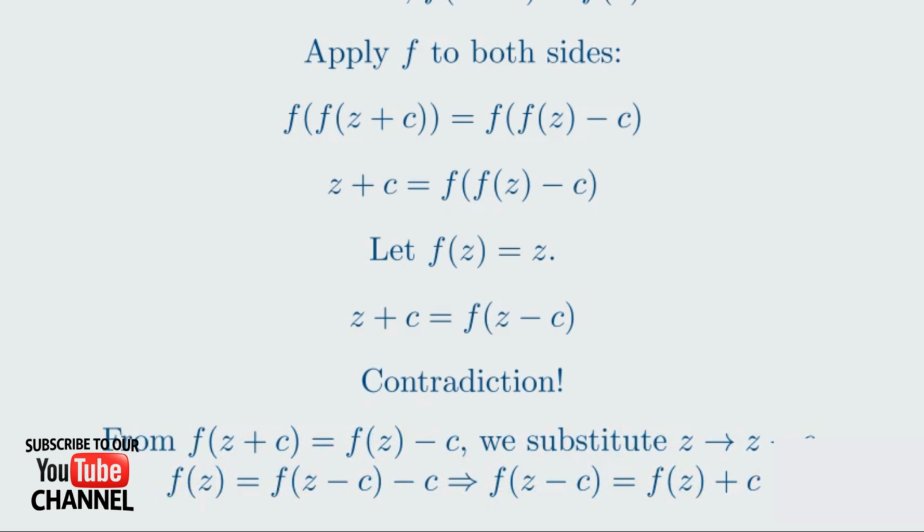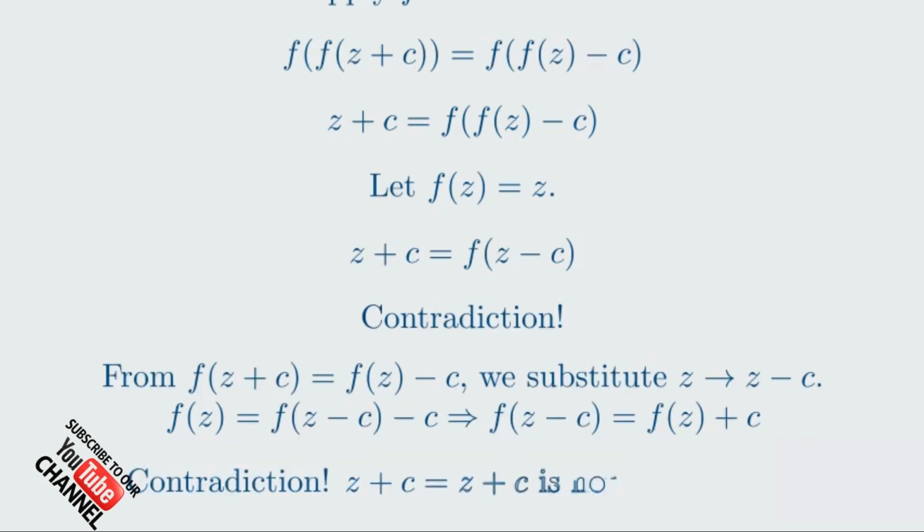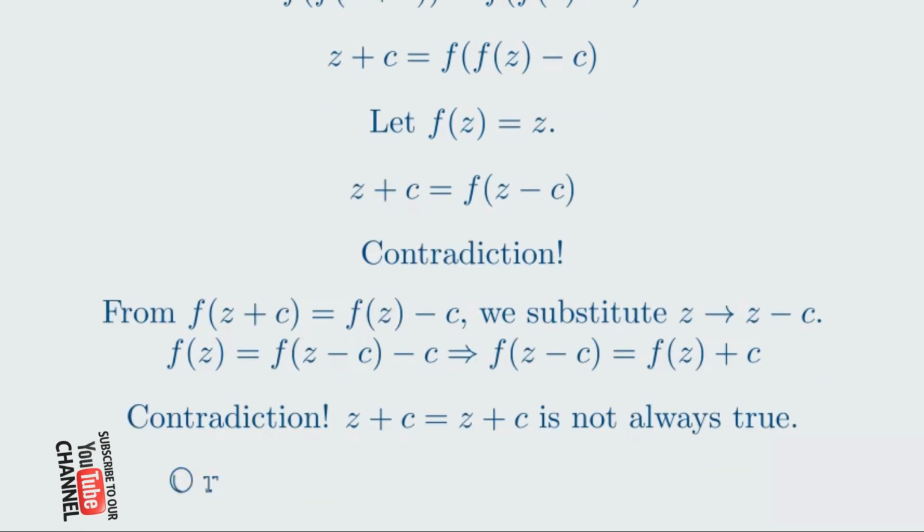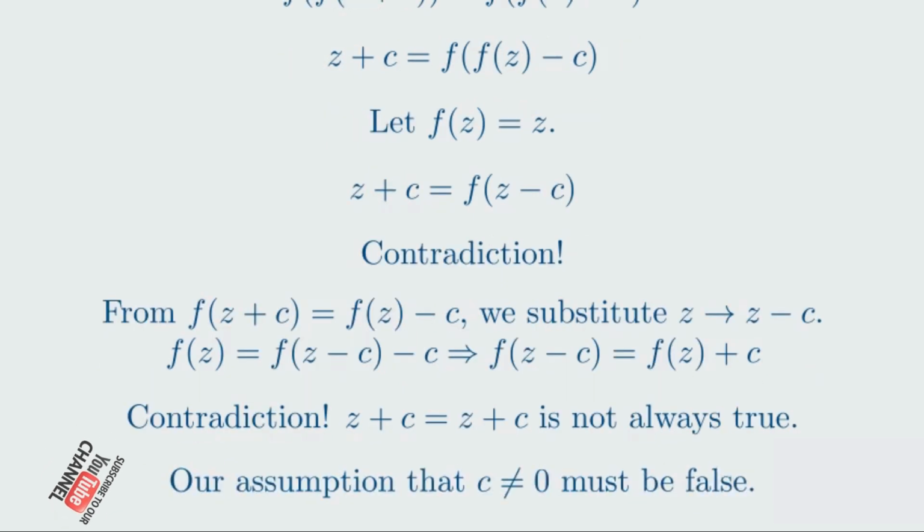Substituting z minus c for z in our first derived equation gives f of z equals f of z minus c. This is a direct contradiction. The assumption that c is not zero leads to a logically impossible conclusion. Therefore, our assumption must be false. The root c cannot be non-zero. It must be that c equals 0. This proves that case 2 has no solutions.